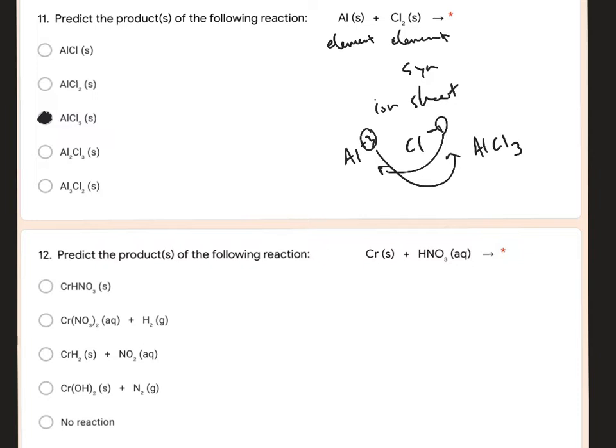Question 12, predict the following. Given this, we've got chromium plus HNO3. So we have a metal plus a compound, again, another element plus a compound. In this case, the chromium and the hydrogen will switch places. We should get hydrogen gas, and then some kind of a chromium nitrate compound, probably chromium 2 nitrate. And our answer here, yep, should be this one right here. Basically, none of the other answers here are possible. There's only one thing that makes sense, and this is with chromium having a +2 charge.